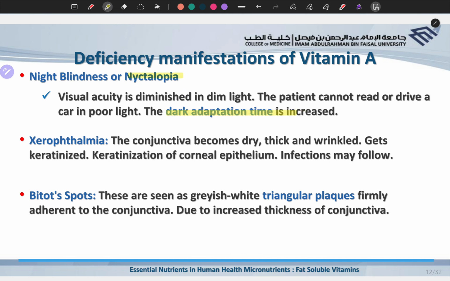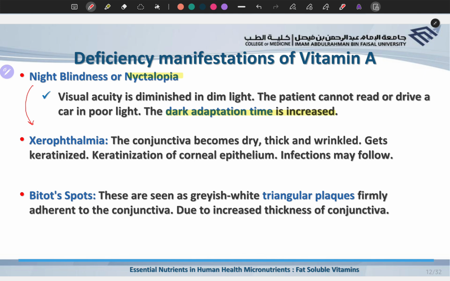So the patient cannot read or drive also in poor light. The dark adaptation time is greatly increased. If the deficiency continues, it leads to xerophthalmia. What is xerophthalmia? The conjunctiva becomes dry, thick and wrinkled because of keratinization. Also, there is keratinization of the corneal epithelium, and because of keratinization, infections may follow in neglected cases. So, the first thing to appear is night blindness. If the deficiency continues, it will lead to xerophthalmia. Okay? And if it continues further, yes?